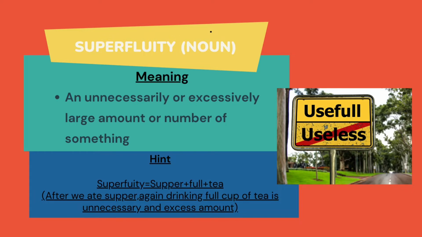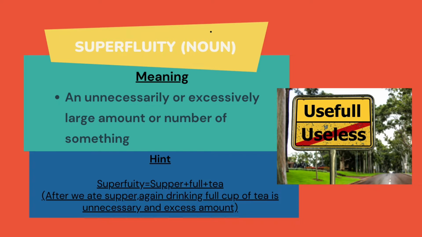Superfluity is basically a noun and it means an unnecessary or excessively large amount or number of something. Surplus of anything, excess of anything, or plethora of anything is known as superfluity. You can memorize this word by dividing it into super, full, tea. After we ate supper, again drinking a full cup of tea is unnecessary and excess amount. This means that tea would be considered superfluity over the supper.